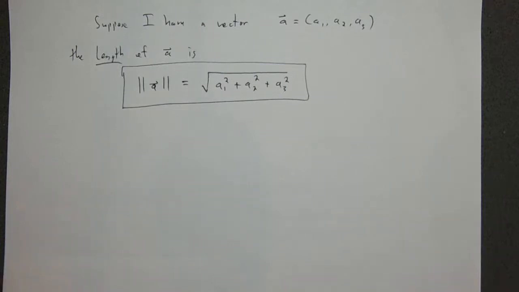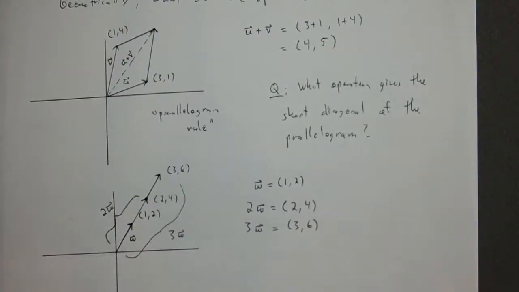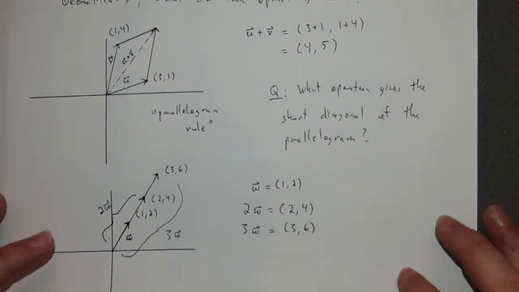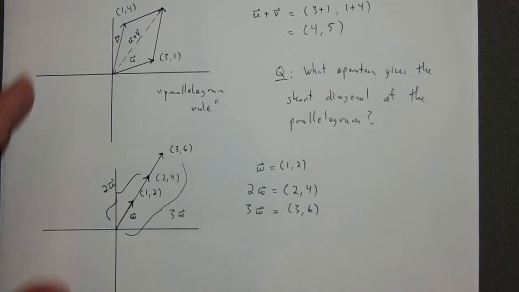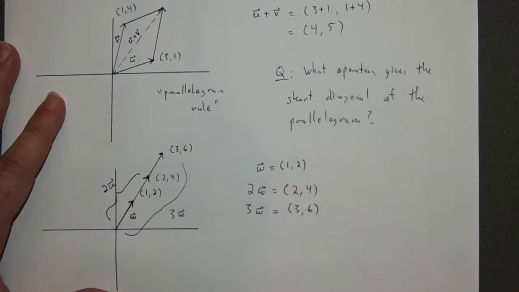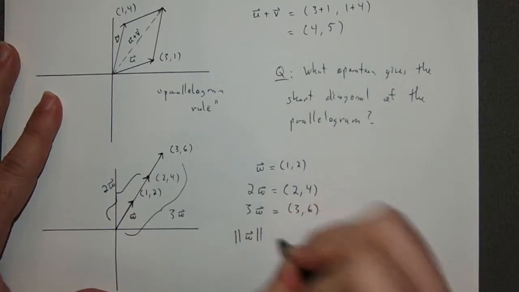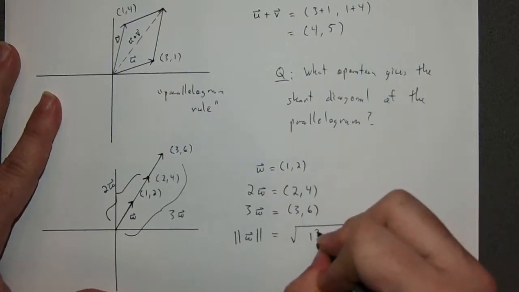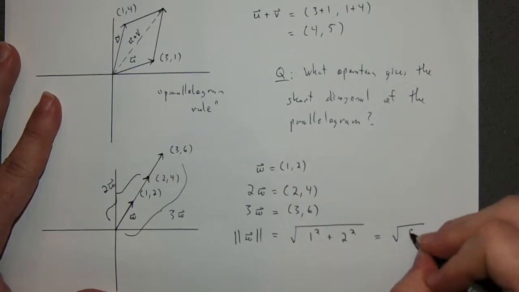And so, going back to this example, if I actually compute what it is that's going on here, let's compute the length of w. What is the length of w? Well, the length of w is the square root of 1 squared plus 2 squared. So this is square root of 5, right?